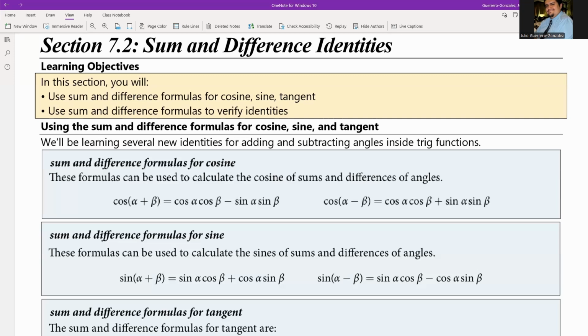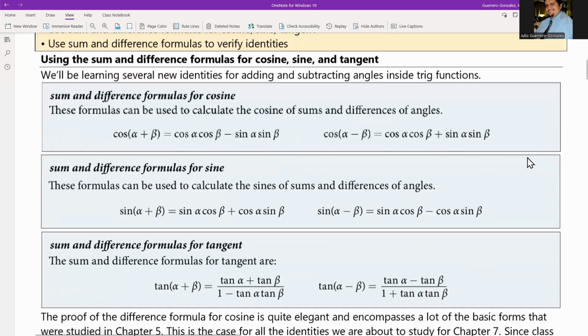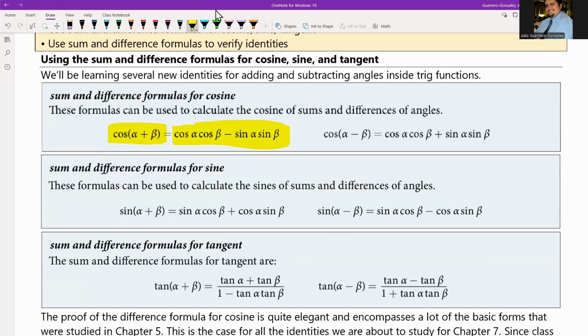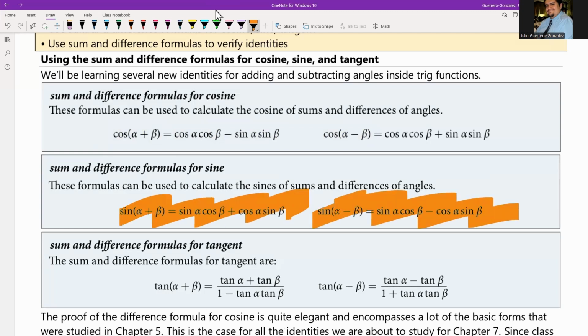7.2 deals with sum and difference identities, and it's really exactly how it looks. I'm giving you new ones. So if you have the addition of two angles inside of cosine, that's equal to this. Just make sure you get your alphas and betas correct. If you have the subtraction of two angles inside cosine, then it's equal to this. It's really that simple. Those are the ones for cosine. Here are the ones for sine, and here are the ones for tangent.